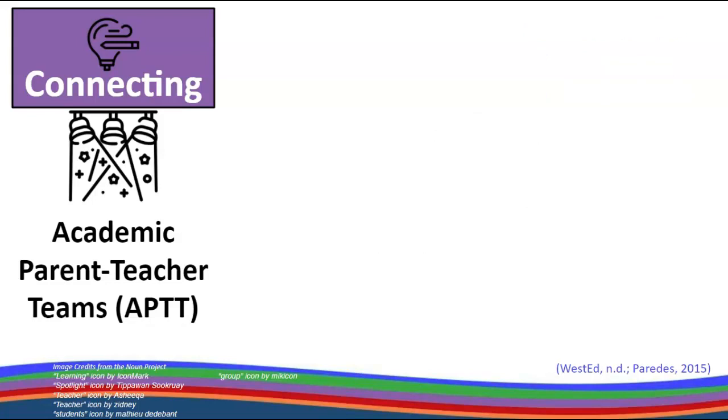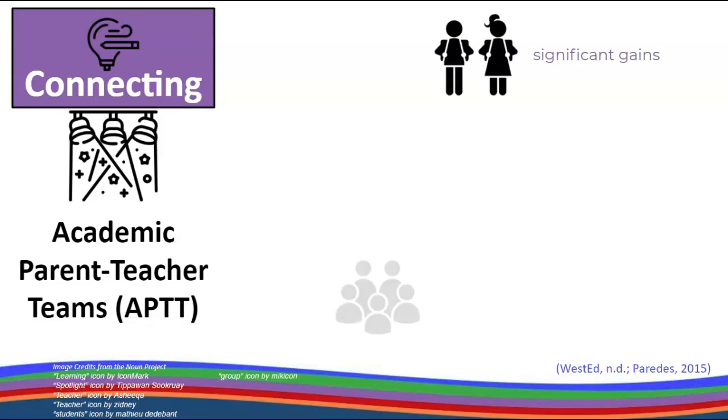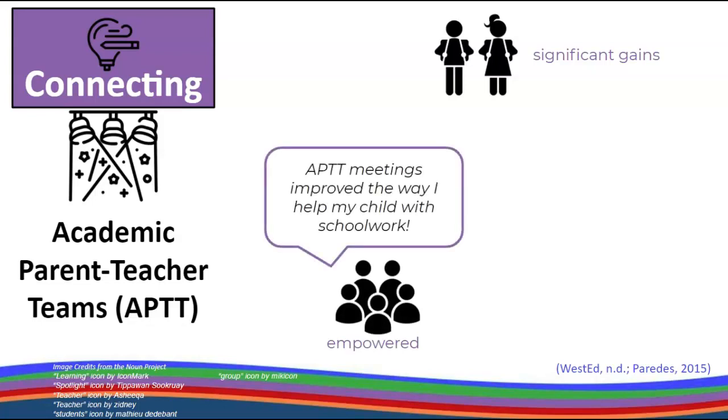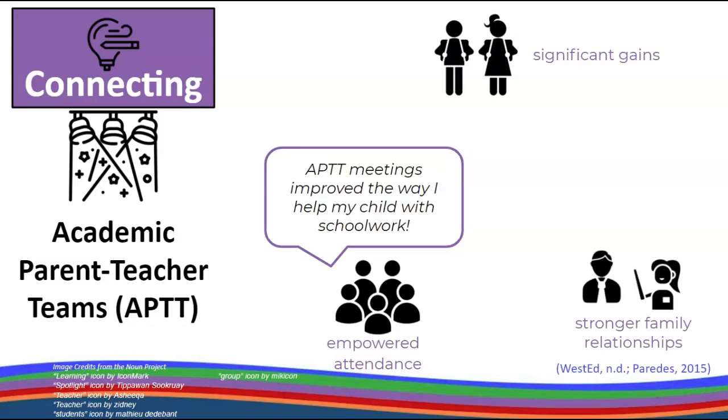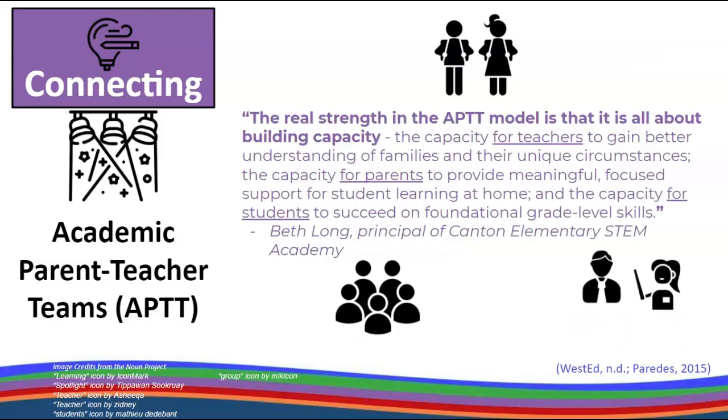Research shows that when parents are part of APTTs, their child makes significant gains in reading and math. Families feel empowered to support their child's learning with their new set of tools and deeper understanding of their roles. In fact, one study found that more than 94% of parents said APTT meetings improved the way they help their children with schoolwork. They are also more likely to attend events at the school. Furthermore, teachers develop stronger relationships with their students' families. In other words, APTT builds capacity in all stakeholders involved.